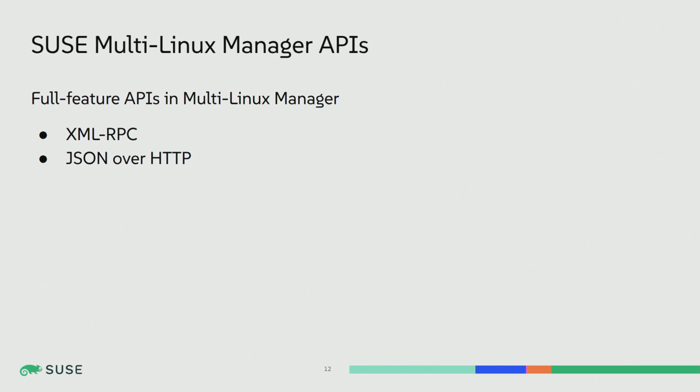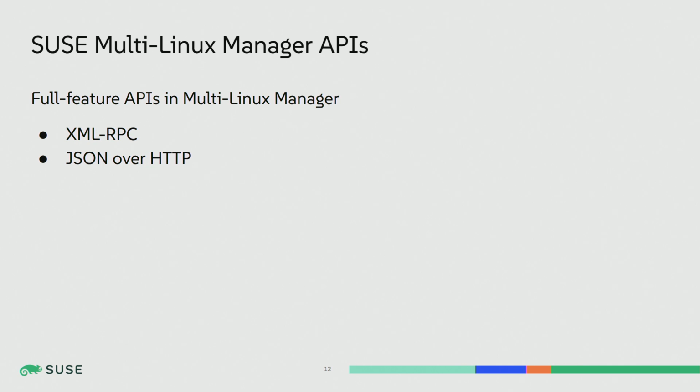So what do we have in MLM in terms of APIs? We have two APIs. The first one is XML-RPC, which has been there since the beginning. The second one, more recently introduced, is the JSON over HTTP API. As the name suggests, the second one works with HTTP requests. They are both fully functional, full-featured APIs, and they are basically identical to each other, because the business logic in the backend is the same. These two APIs are just two facets of the same business logic, so you can mix and match depending on how you want to interact with the API.